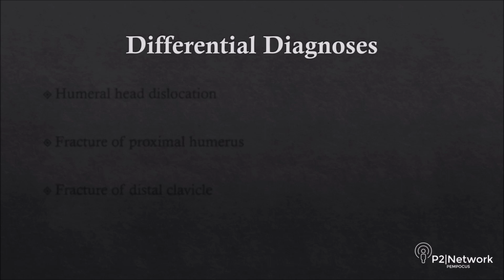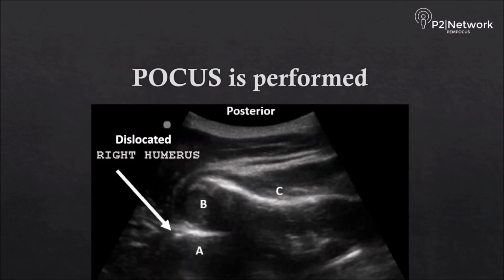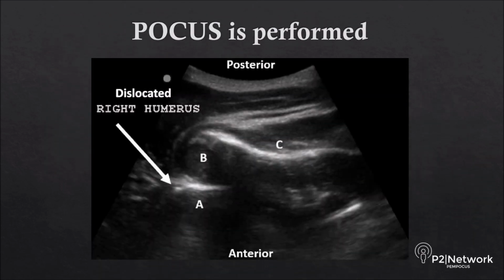Differential diagnoses in this patient included humeral head dislocation, fracture of the proximal humerus, and/or fracture of the distal clavicle. When POCUS imaging was performed, we see this image on our screen. We see A, where the humeral head is located anteriorly, from B, the glenoid fossa, where it should be.